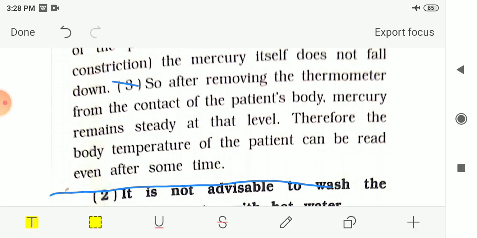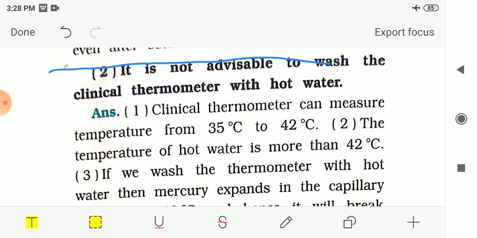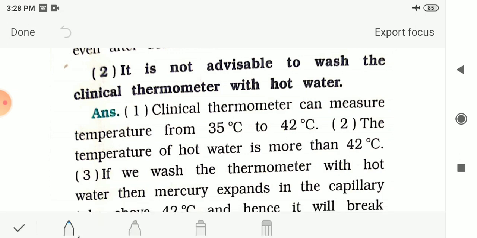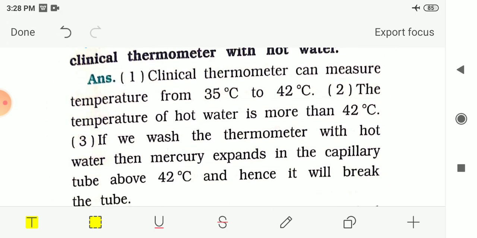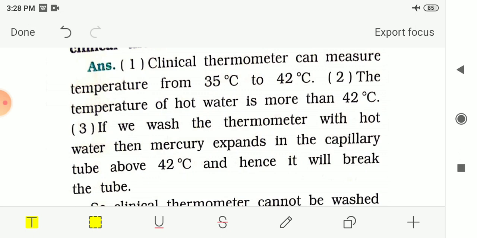Now the next reason: it is not advisable to wash the clinical thermometer with hot water. Why should we not wash the clinical thermometer with hot water? So here the reason is given to you. A clinical thermometer can measure temperature from 35 degrees Celsius to 42 degrees Celsius. It is the measurement range for the clinical thermometer, 35 degrees Celsius to 42 degrees Celsius.